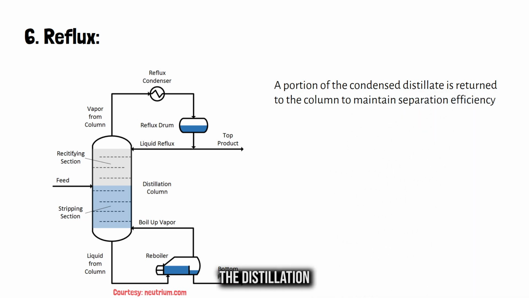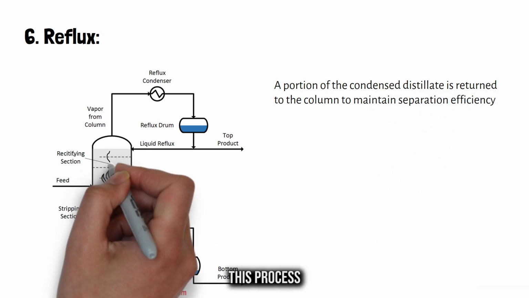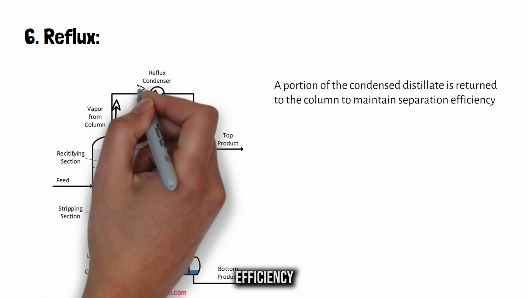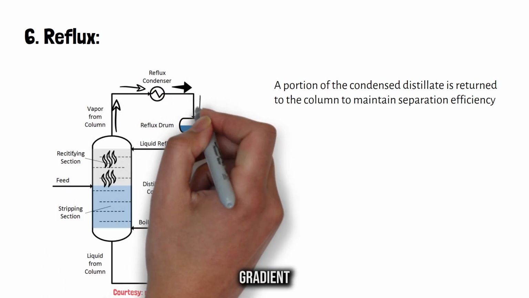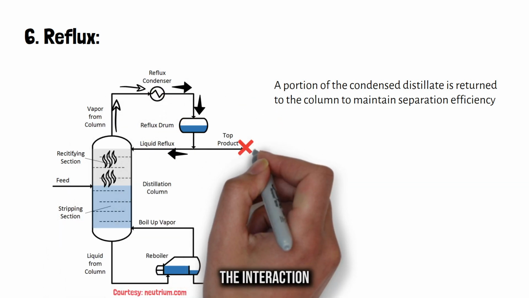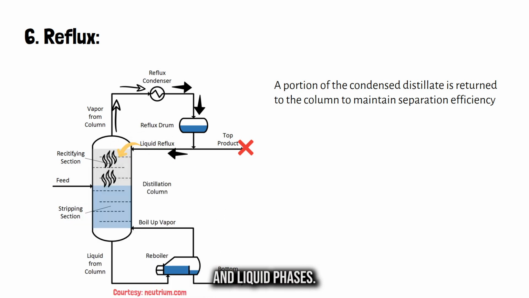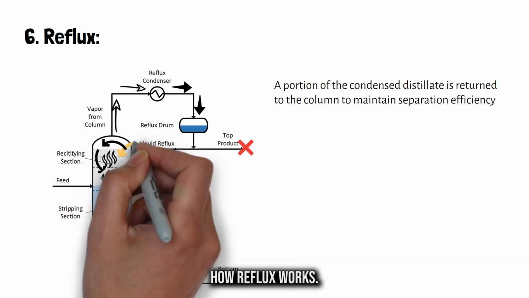6. Reflux. Reflux is a key concept in distillation processes involving the partial return of condensed vapor, reflux, back into the distillation column. This process improves separation efficiency by creating a temperature gradient and increasing the interaction between the vapor and liquid phases. How reflux works.